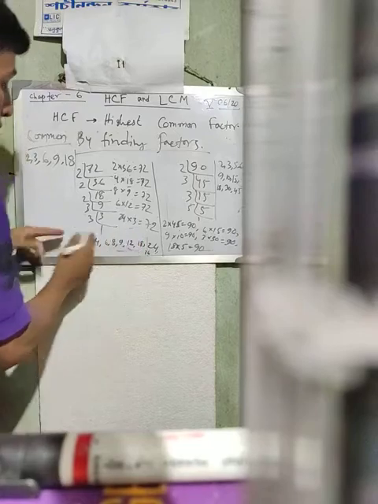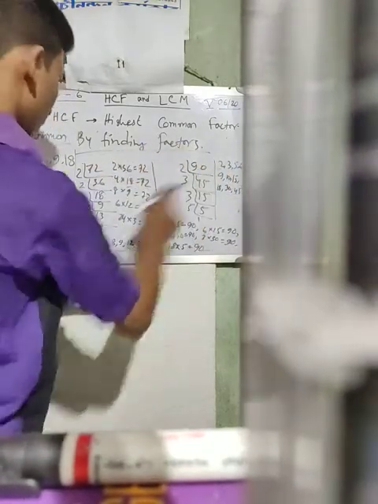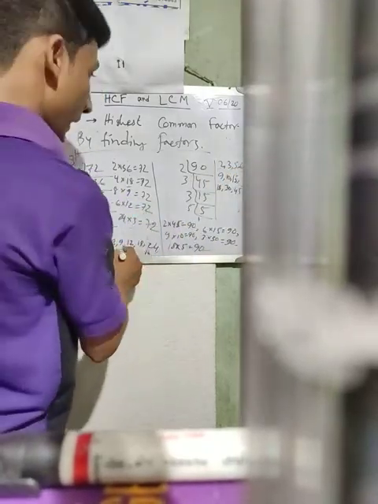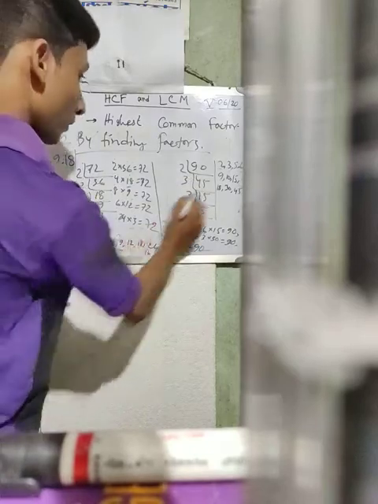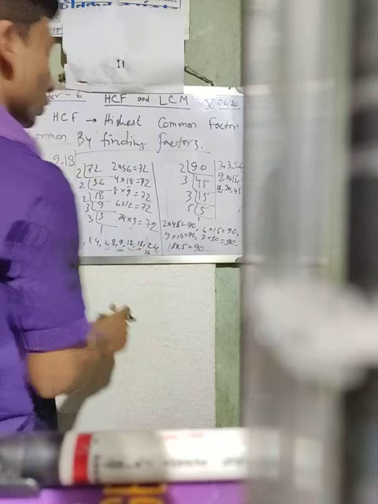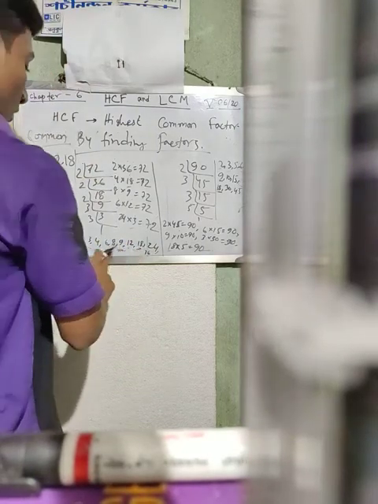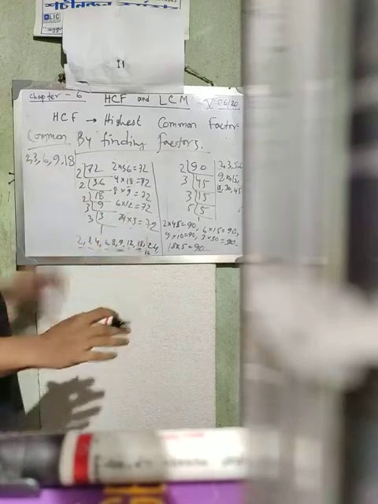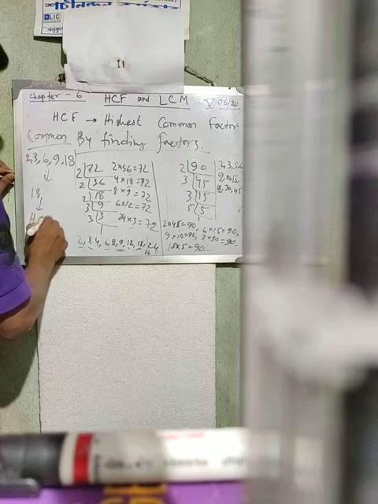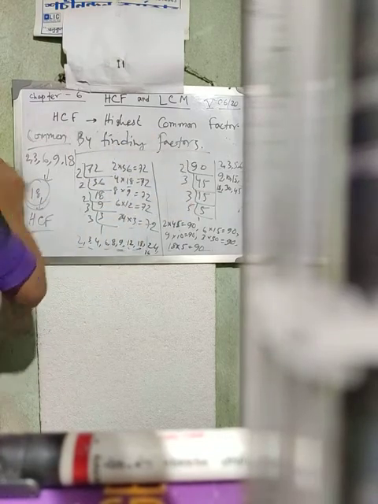So what are the common? 2 common. 3 common. 4 not common, 5 not here. 6 common. 9 common. 12 no. 18 common. So these are the common factors: 2, 3, 6, 9, 18. So here what is the highest number? Here the highest number is 18. This is the answer, the HCF of 72 and 90. This is our required result.